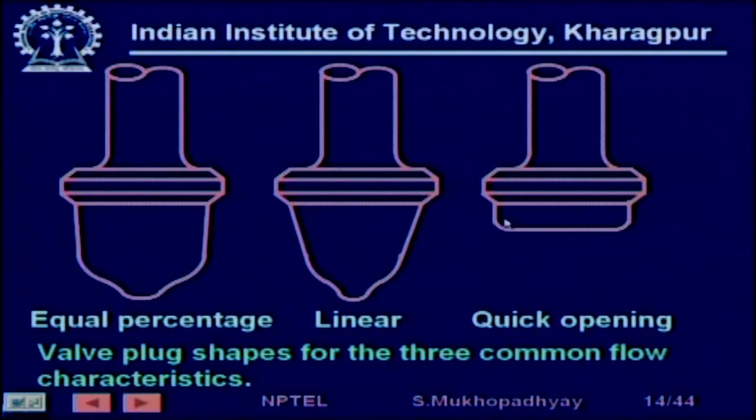And now, how are these characteristics realized? They are realized by various profiles of the plug, right. So, in the case of the globe valve here, there are three plugs which realize equal percentage, linear or quick opening characteristics.